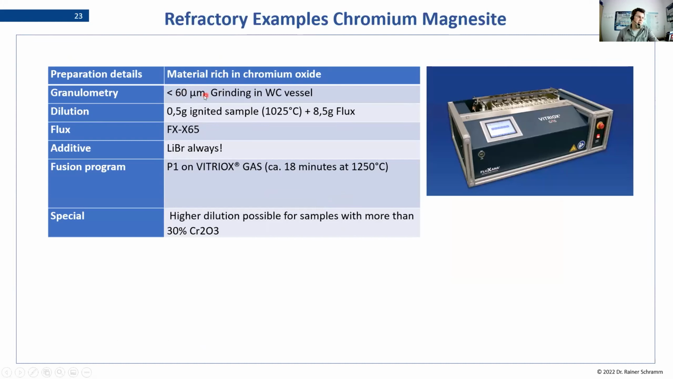In this case, we actually grind longer because, again, chromium, a problem with dissolving, so we need it as finely powdered as we can get. So grinding and taking the lower parts of the sample is a good idea. We take the high dilution factor, 0.5 and 8.5. Again, because if we use more, it will never work.